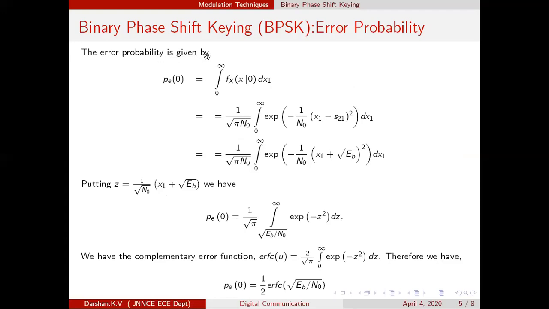How to calculate the probability of error? Just observe PE. What does this 0 represent? 0 represents that symbol 0 has been transmitted. You could write only PE also, there is no problem, but this 0 represents that I am transmitting 0. In that particular case, what is the error probability? That is the meaning. You can write PE only.